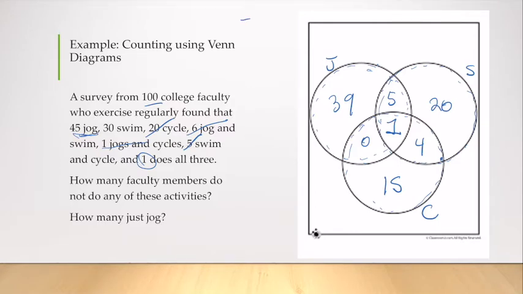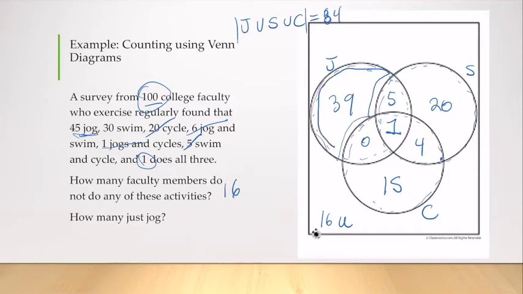So those who jog, union with those who swim, union with those who cycle, has a size of 84. But I surveyed 100 college faculty, so that tells me that 16 are left out in our universal set that do not cycle. How many just jog? Well, that's going to be this section right here, which is 39.